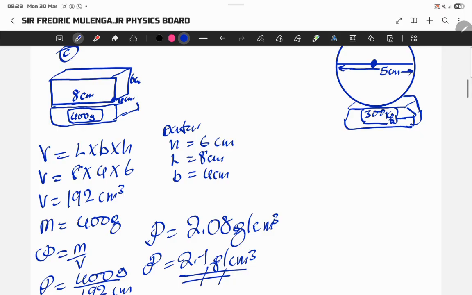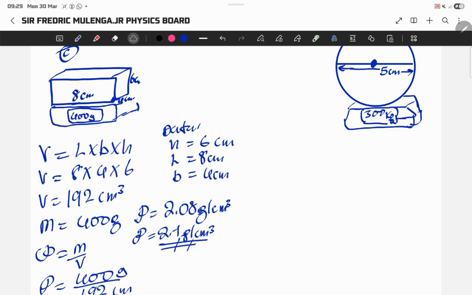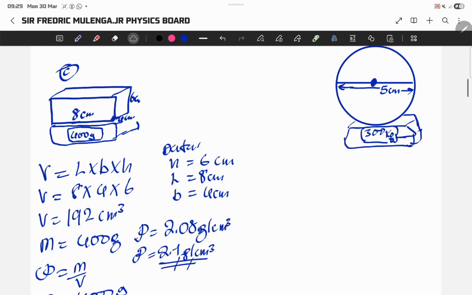Now let's solve the last one. If you want to try, you can pause the video and go ahead and solve that. Then let's begin. Let's write the data first for this one. The mass reading on the electronic balance is 300 kilograms.